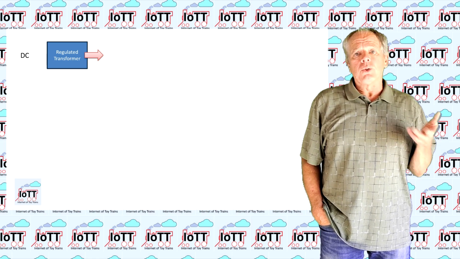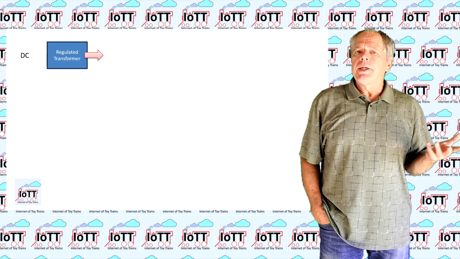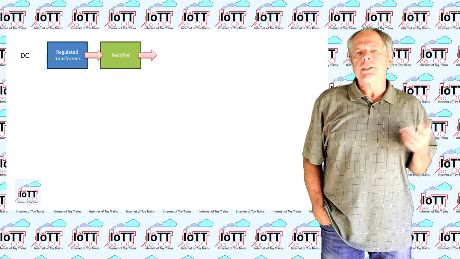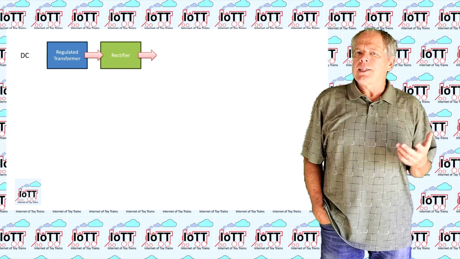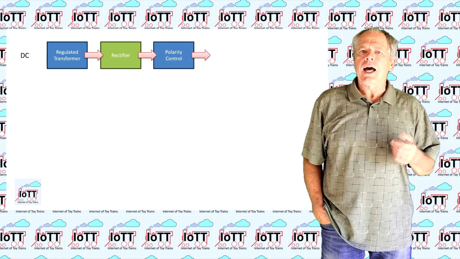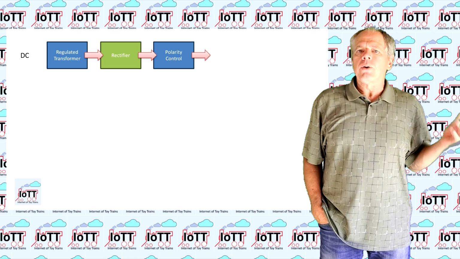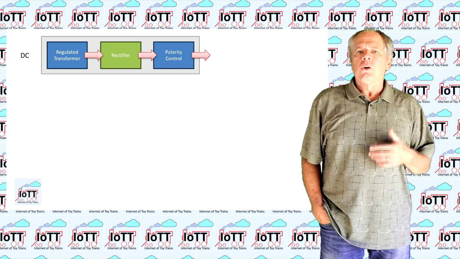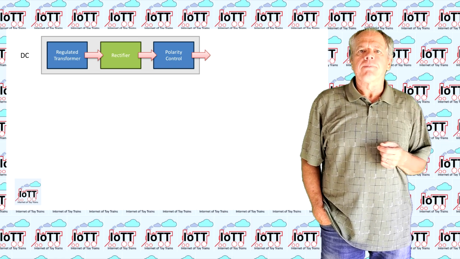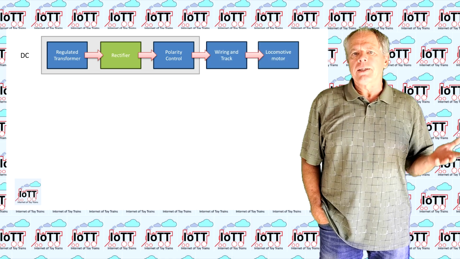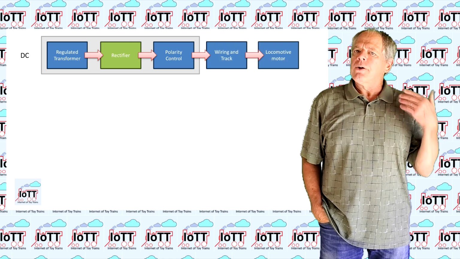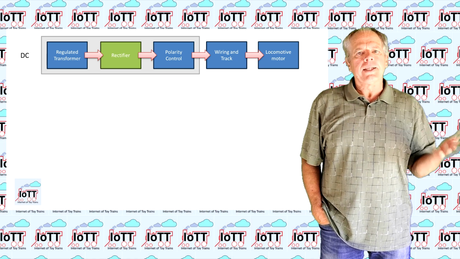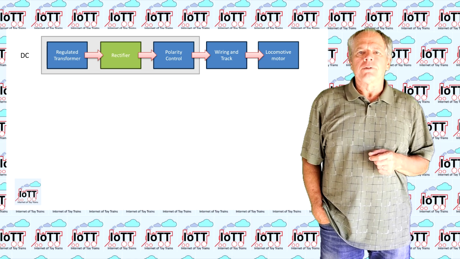The transformer in the most simple systems is regulated, meaning there is a knob to control the output voltage. The AC output is then rectified to DC and passed through a polarity switch to reverse the output polarity. All these components are usually integrated into one single box, commonly called transformer or train control unit or the like. Track feeder wires are then connected to the output of that box, and the current is sent via wires and the rails to the wheel pickup of the locomotive and then to the motor inside of the locomotive.